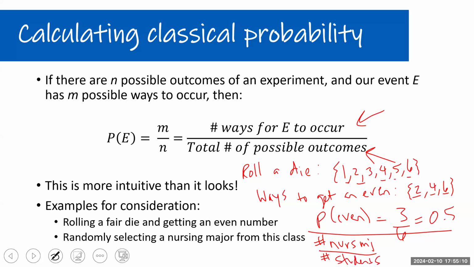Now notice that this is classical, this is not empirical. We did not roll a die 100 times and look at how many of them were even. We said, well, this die has equally likely outcomes for all of them, and so there are 6 possible outcomes. 3 of those ways are to get an even. So 3 divided by 6 is our answer.